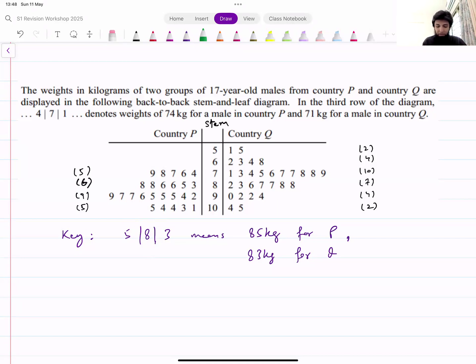You can't say something like this, 8, 2, 8. That's not acceptable because 8 is coming twice. There will be ambiguity whether you're talking about this 8 or this 8 when you write it on the side. All of these 3 numbers have to be different numbers. Okay. And then you can say this whole thing represents 85 kilograms. The unit is important, for P, and 83 kilograms for Q, and that's what your key is going to look like.